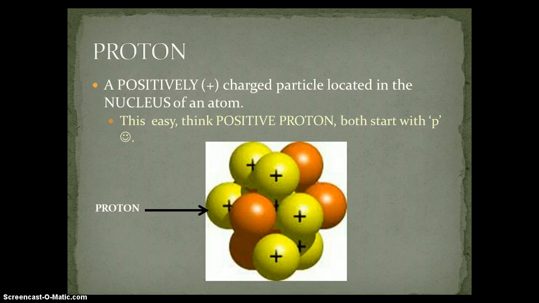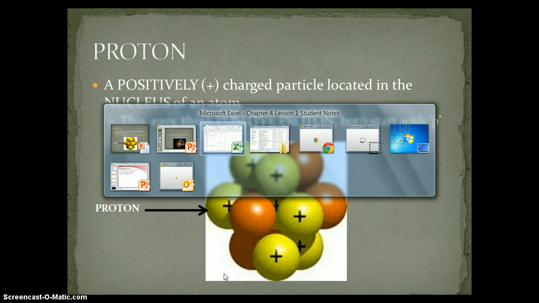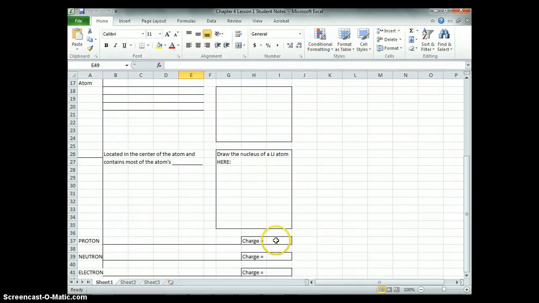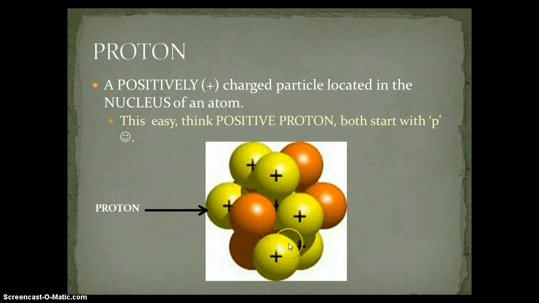Inside that nucleus, there's a particle called a proton, and a proton is a positively charged particle in the nucleus. So it's easiest to think of positive protons. Both start with a P. Positive, proton. A proton has a positive charge. And for that, on your notes here, all you're going to do is put the charge. So write the definition for proton, and then that it's a positive charge.